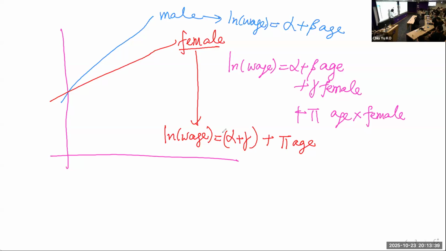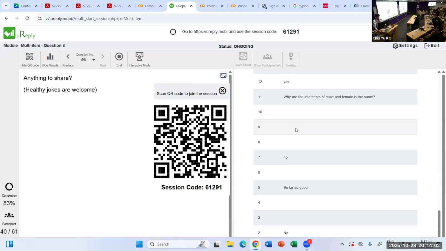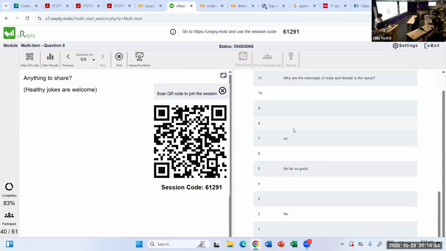If female is 0, okay, female is 0. So there's no gamma. The intercepts are all alpha. So they must start at the same point there. Okay, so far so good.